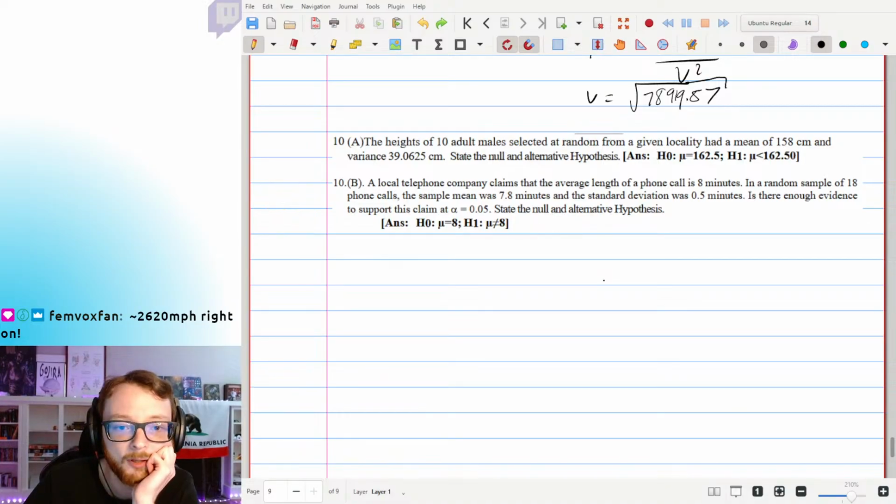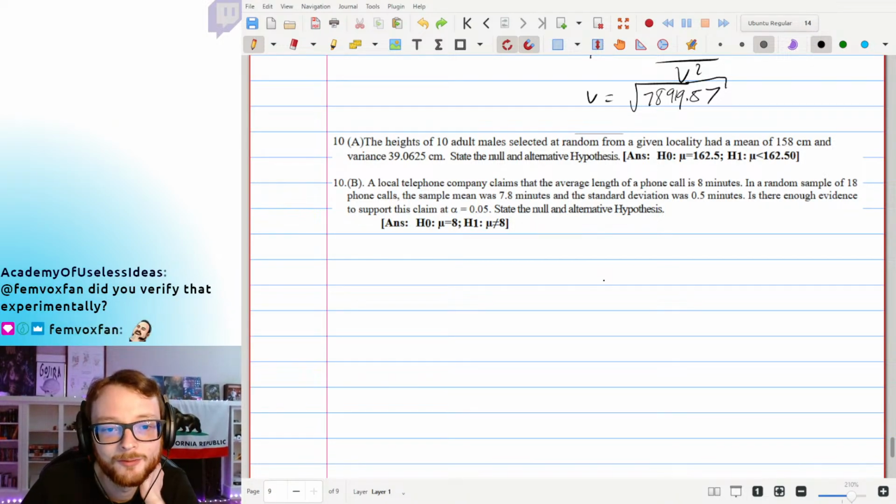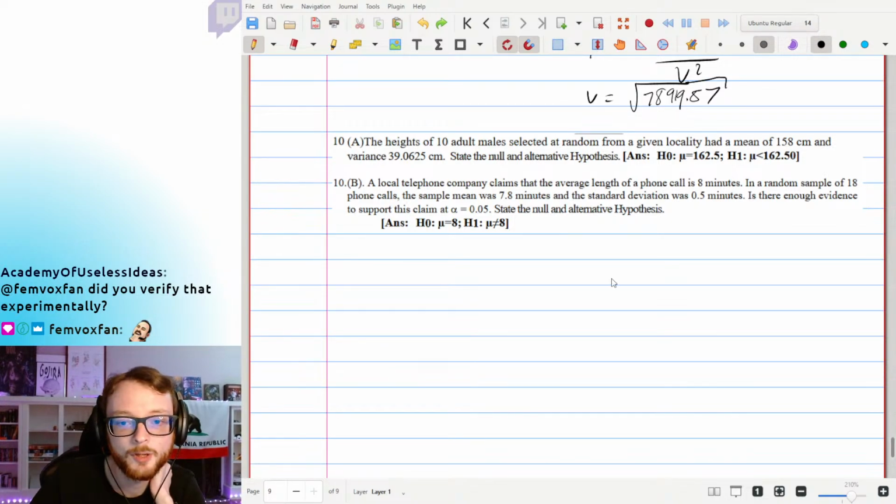Heights of 10 adult males selected at random from a given locality. At a mean of 158 cm, variance of 39.0625 cm. Do you verify that experimentally? I'm sure Fenbox did. Okay, so what the hell? How are we supposed to know that?